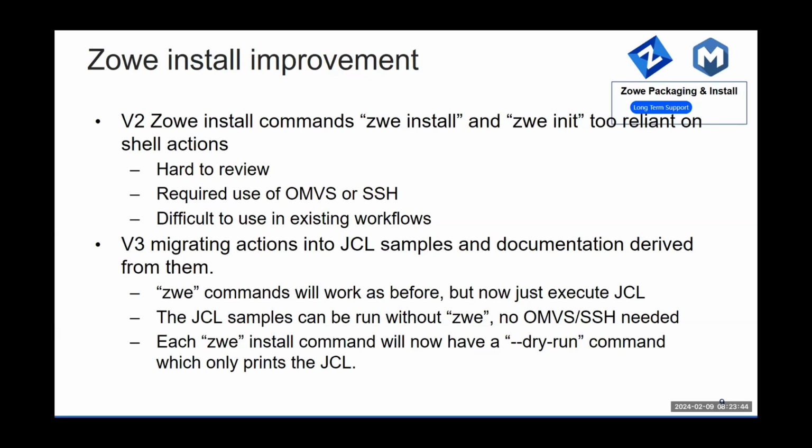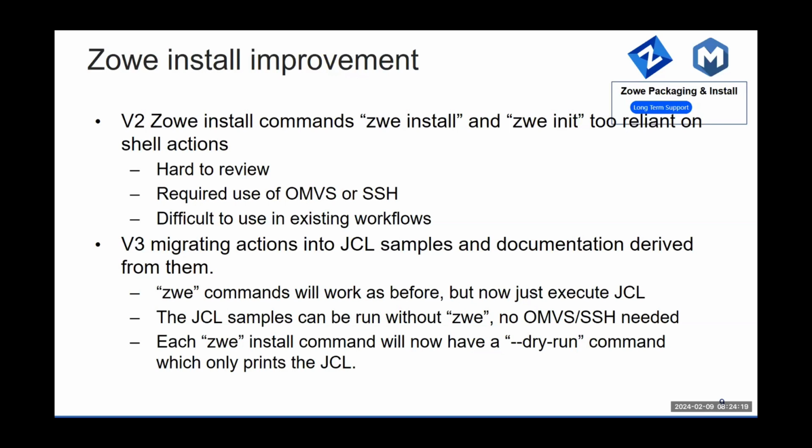So the first part of this is, what is the as-is state? In version 2, the Zowe install commands, there's two of them, ZWE install. You might not see this if you do SMPE because that's done in the SMPE build step, but ZWE init you generally always see because that's what sets up a Zowe instance. But both of these are too reliant on shell actions, which makes them hard to review. You may not know what they're doing unless you really dig into them.